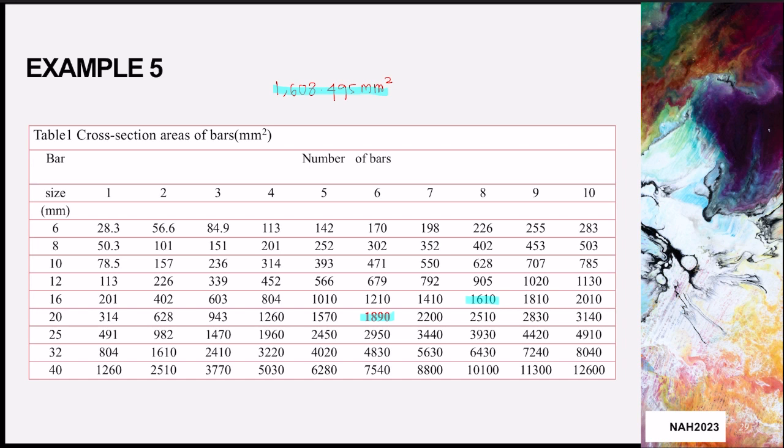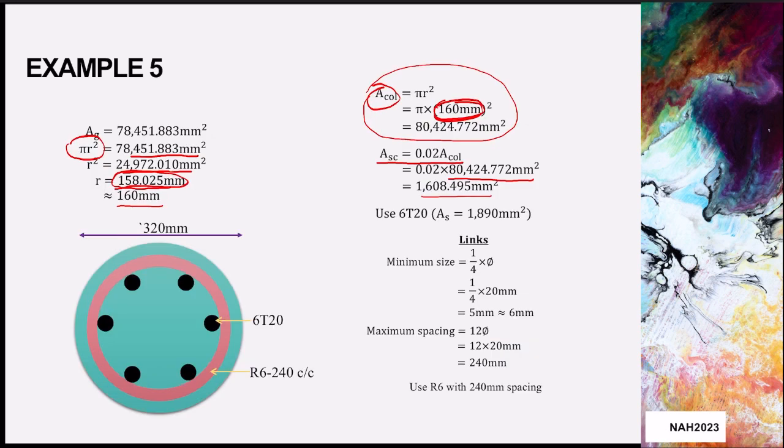Okay? It cannot be lower than 6. So, you can take this value or this value, whichever is the nearest. Here, I take 6T20 and the As is 1890 mm square. So we already have the area of the column, the size of the column, and the number of bars. However, we still need to design the link ties.